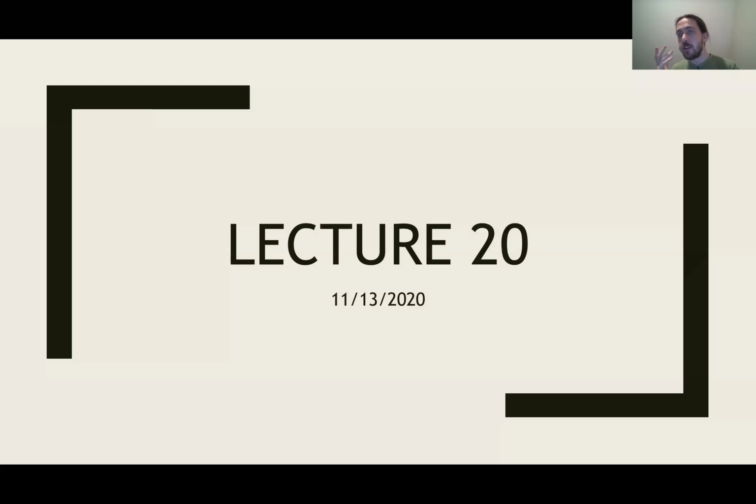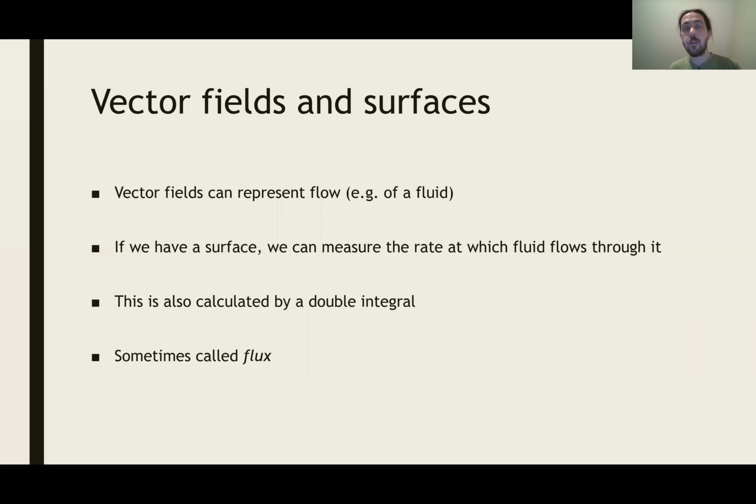Today's lecture is about a different type of integral through a surface that has to do with calculating total flow. So when we have a vector field that represents something like flow of a fluid, and we have a surface sitting inside three-dimensional space, we can try to measure the total rate of flow of that fluid through the surface. This is calculated by a double integral, and this is sometimes called a flux integral.